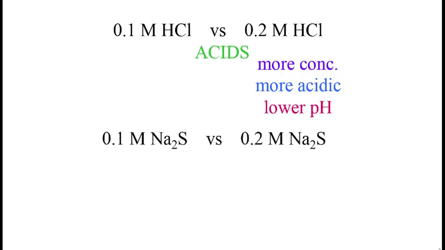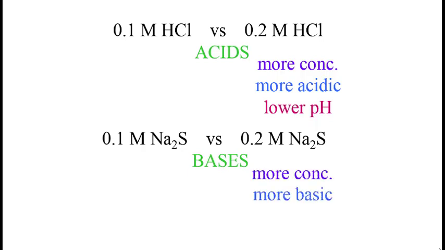What if we're asked to rank 0.1 molar sodium sulfide and 0.2 molar sodium sulfide? We first need to determine if they're acidic or basic. We see no hydrogens in the formula, and we recognize that we have a spectator, sodium, and the S2- anion, which, due to its negative charge, can act as a base. The second solution is more concentrated, so we would consider it more basic. A more basic solution would have a higher pH. Notice in each case, the more concentrated solution has a pH more towards the extremes of the pH range.